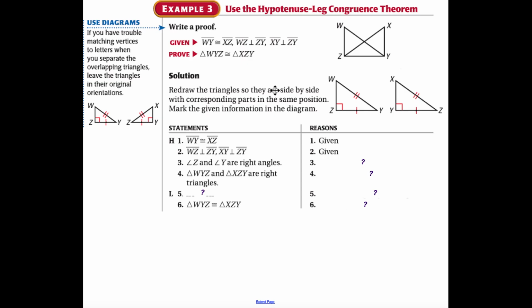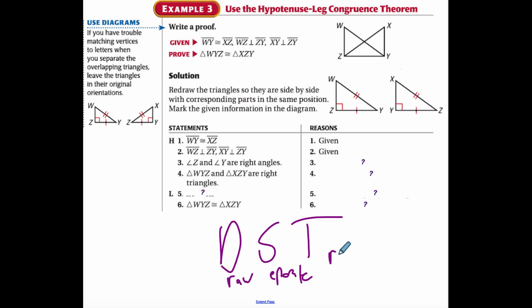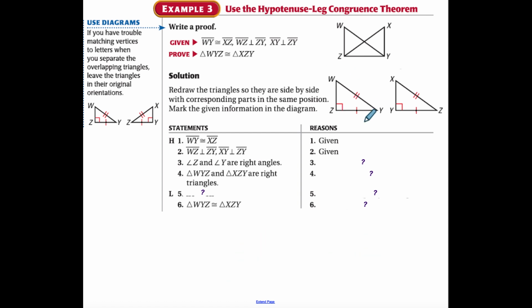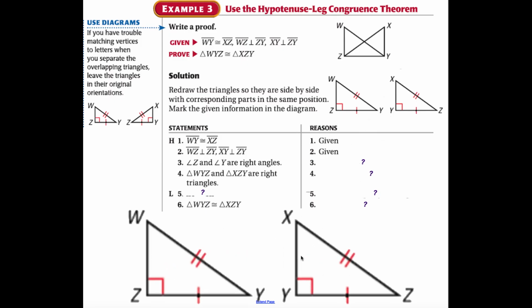I have a kind of a nickname for this. I call this DST. DST. Draw, separate, and you guessed it, triangles. If you take your triangles and draw them separately instead of crisscrossing each other, it's a lot easier to see what pieces should match up with which pieces. All that we did here is just label the pieces that they described to us in the proof.